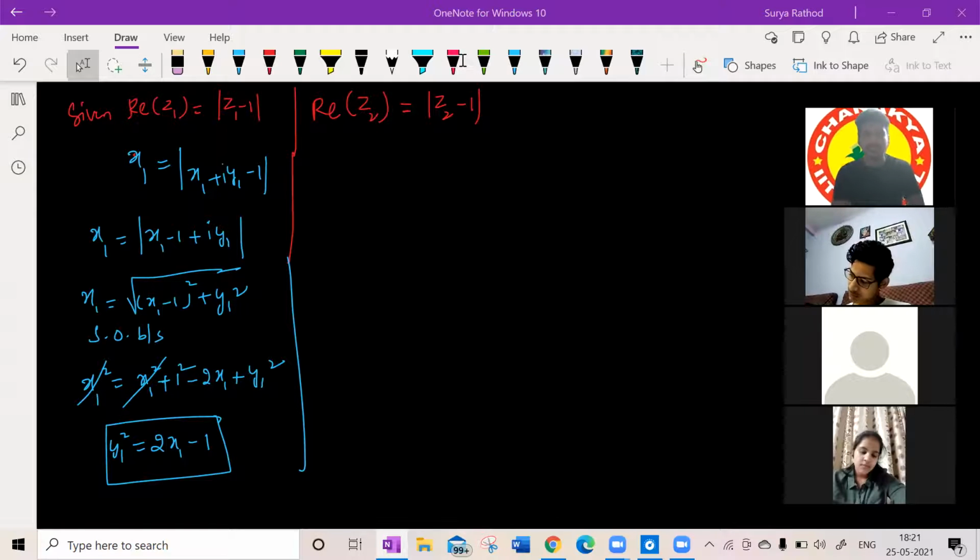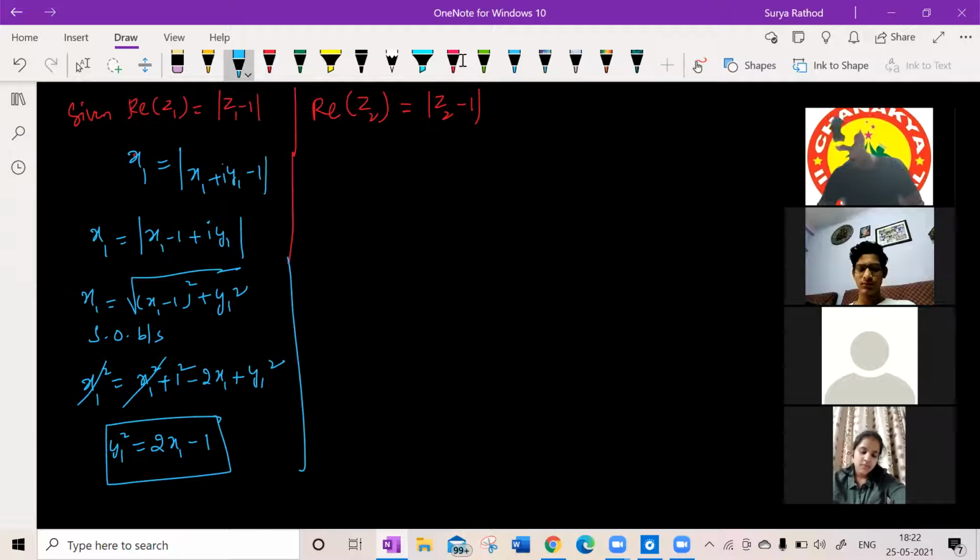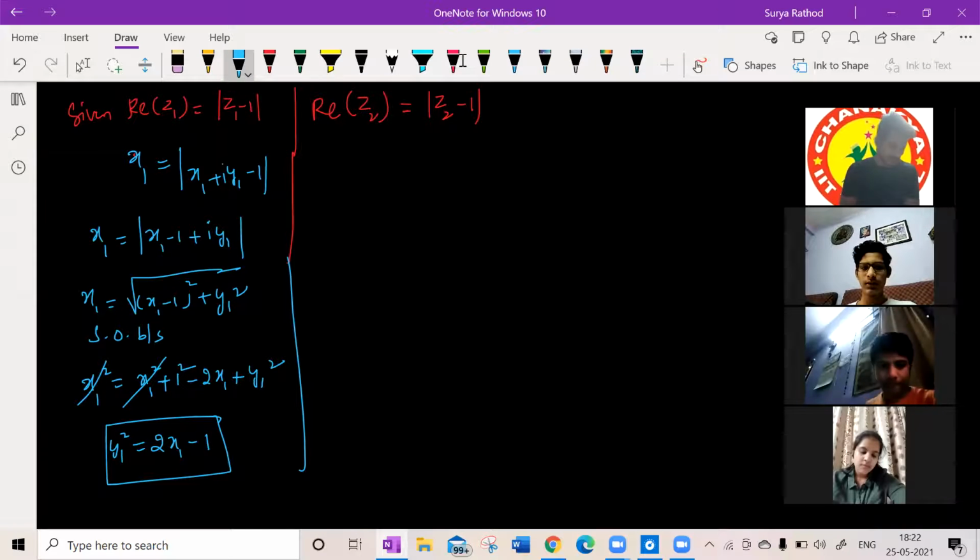Yes, done, guys? Yes, sir. What is y2 square? Tell me. Sir, same as y1 square. Tell me what is y2 square? 2x2 minus 1. 2x2 minus 1, right?